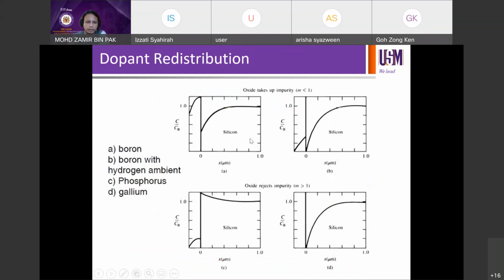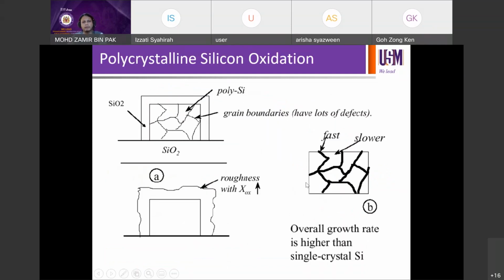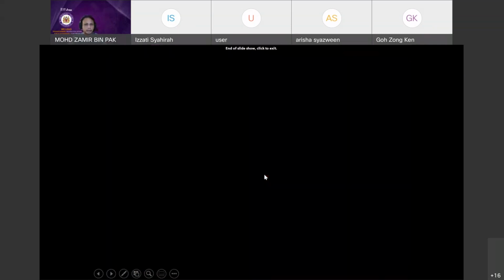This is the same, you can have a look later on, for the case of boron, phosphorus, gallium. Okay, so we're almost done.